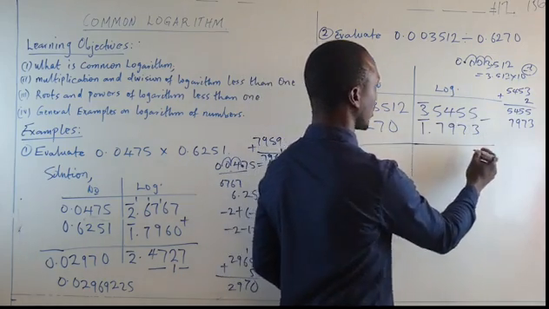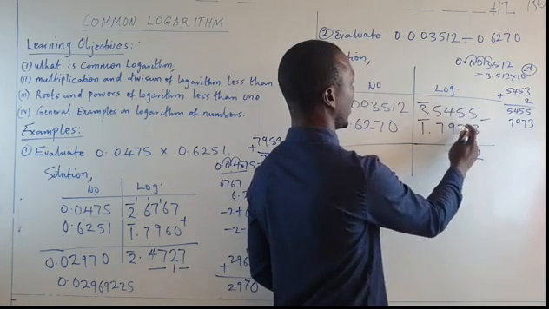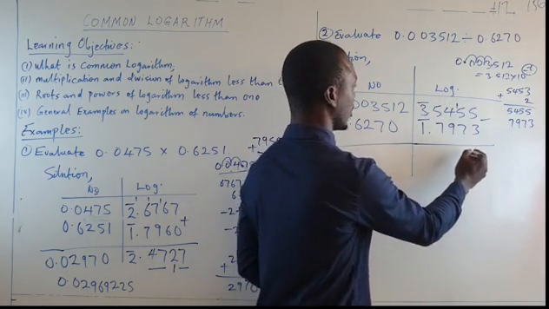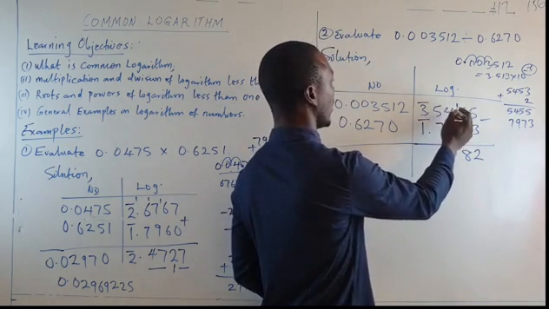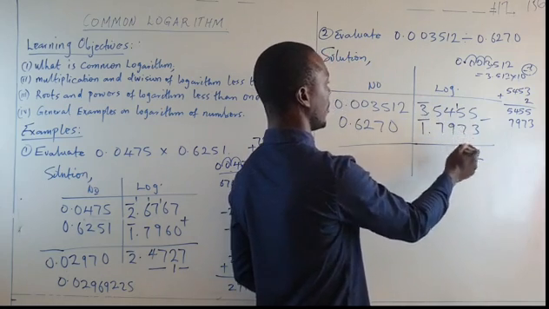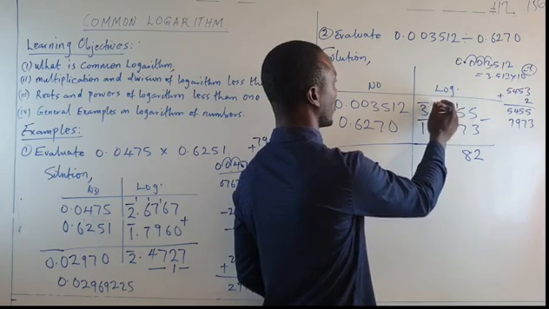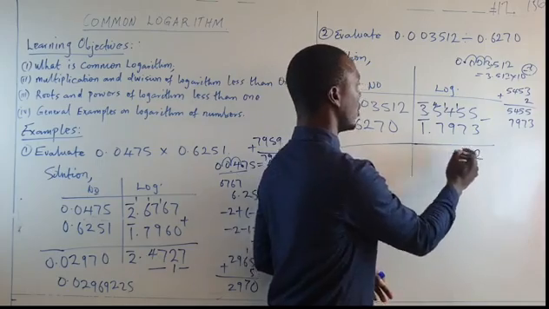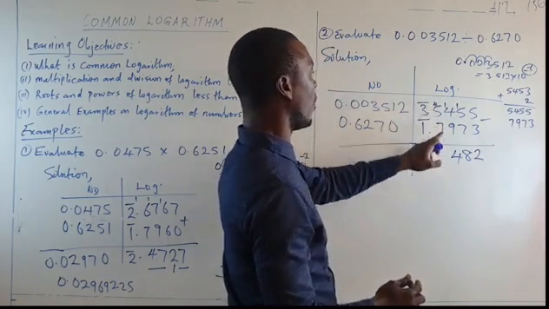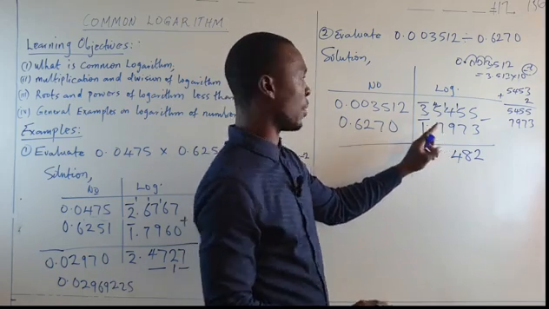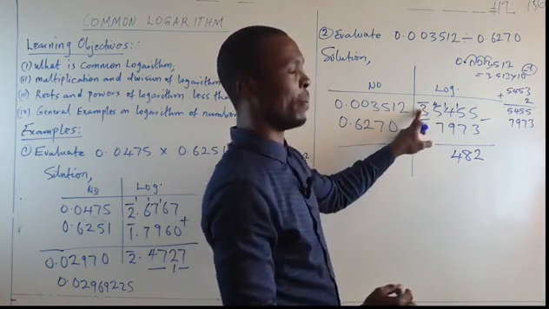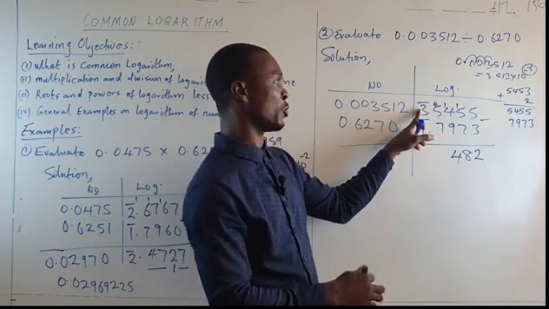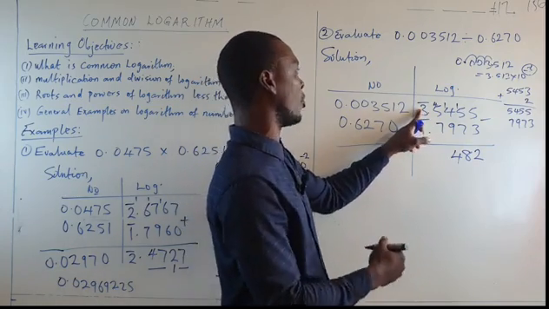So 5 minus 3, that's 2. 5 minus 7, impossible. Borrow 1, making 15. 15 minus 7, that's 8. So we are left with 3 here. 3 minus 9, impossible. Borrow 1 from here, we are left with 4, making 13. 13 minus 9, that's 4. So we are left with 4. 4 minus 7, impossible. So we are going to borrow 1 from bar 3, which is minus 3. So we can borrow. It is when you are in junior school that you cannot borrow from minus. Now we can borrow from minus.